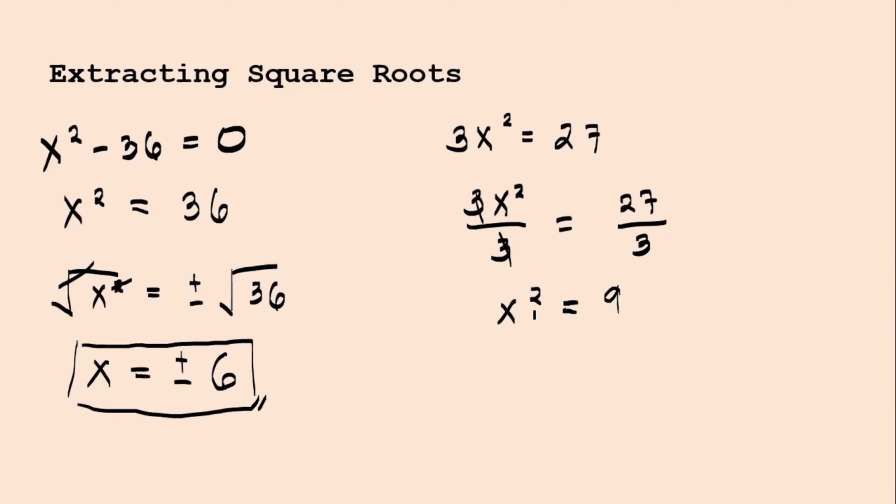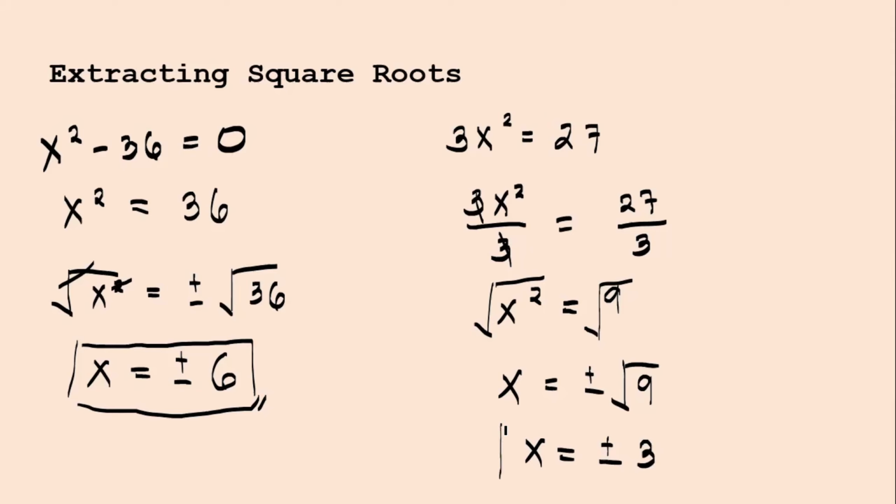Next, kailangan natin tanggalin yung exponent na 2. Get the square root of both sides, then x is equal to positive, negative, square root of 9. X is equal to positive, negative, the square root of 9, which is 3. Okay, so this is our final answer.